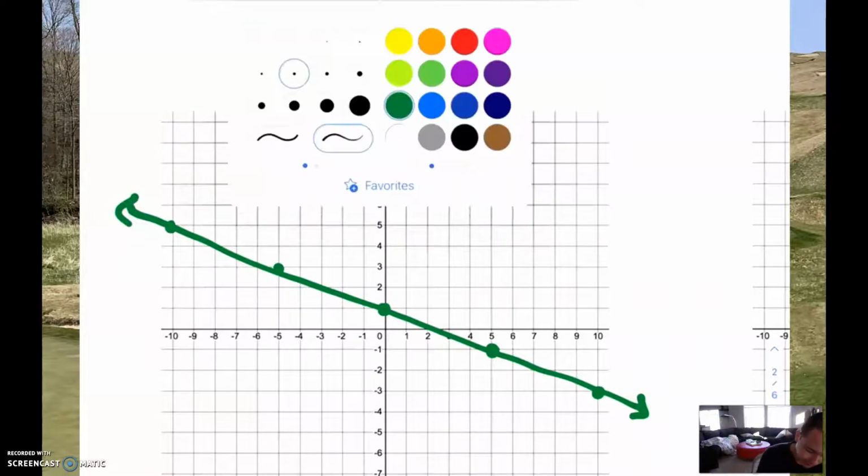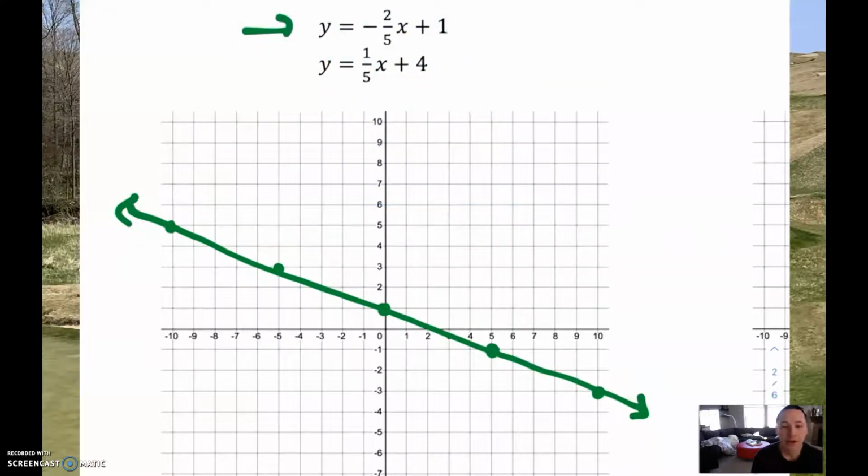Let's go ahead and grab a different color. We'll go blue. And now we're going to graph y equals 1/5 x plus 4. So I'm going to start up here at 4.